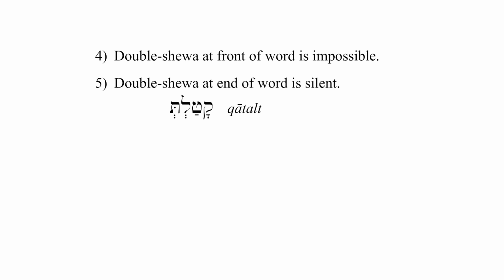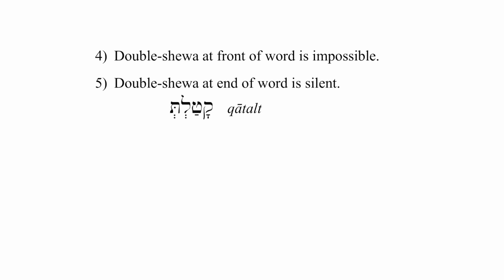At the end of a word, two vowelless consonants is going to be pronounced just like we would in English. Malt. Malt would, in English, have an L that is vowelless and a T that is vowelless. We have no problem pronouncing two vowelless consonants at the end of a word. And the same is true in this example here. Katalt. It's easy to pronounce. We don't need a rule. We understand it in principle.